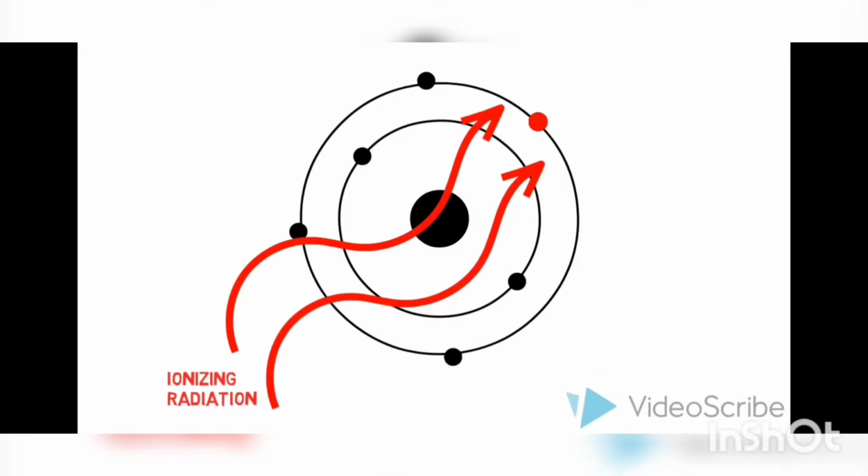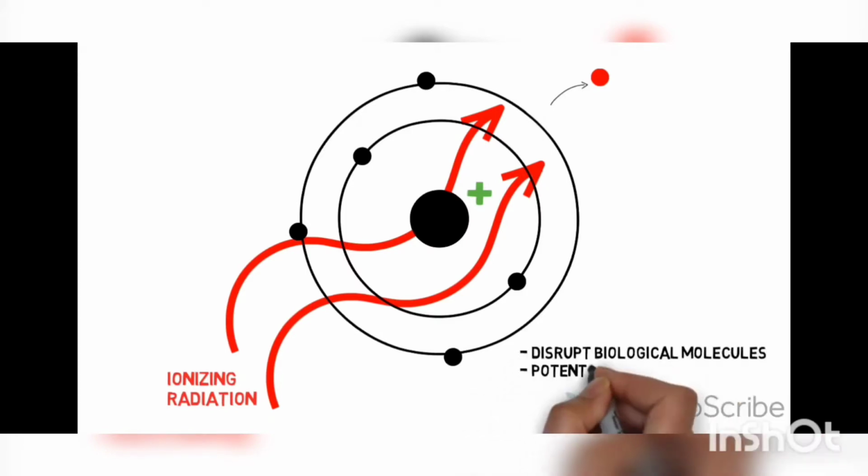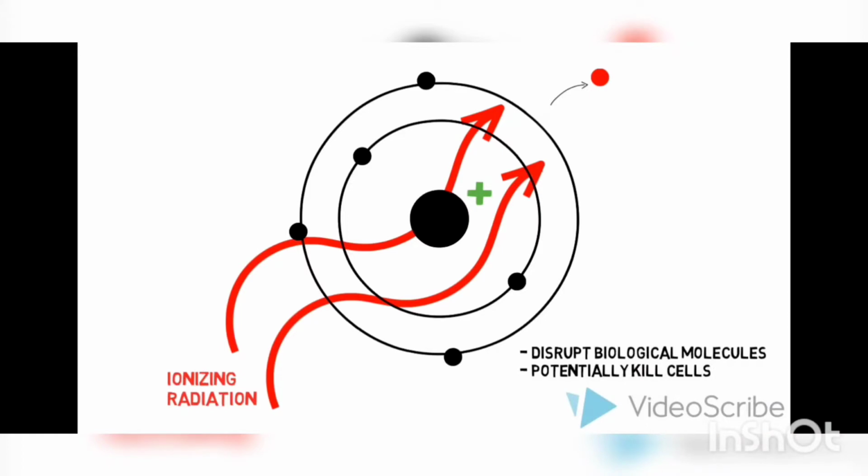when an atom loses a particle, most often an electron, and becomes charged. The ability to ionize atoms is important because it can disrupt biological molecules and potentially kill cells. This is the basics of how we use radiation to kill cancer cells.